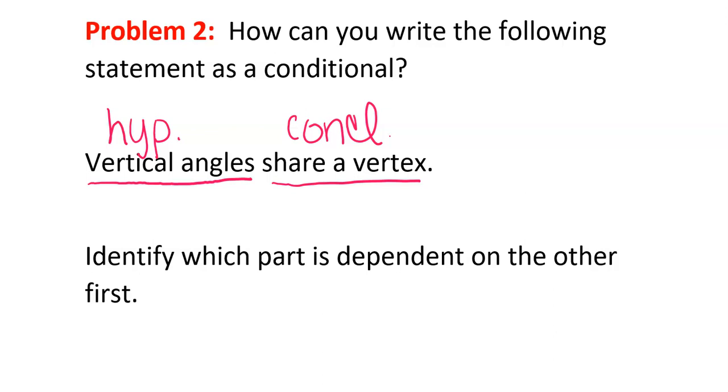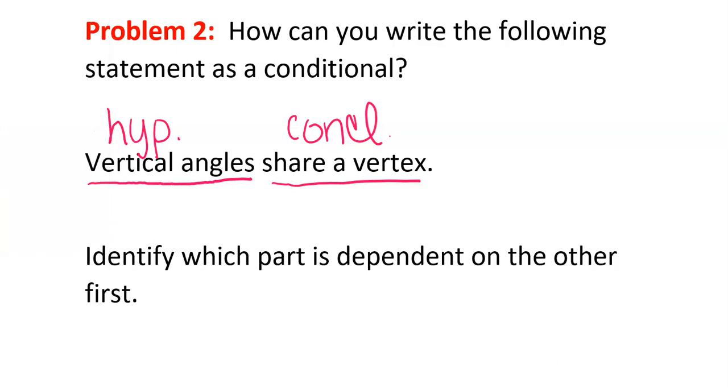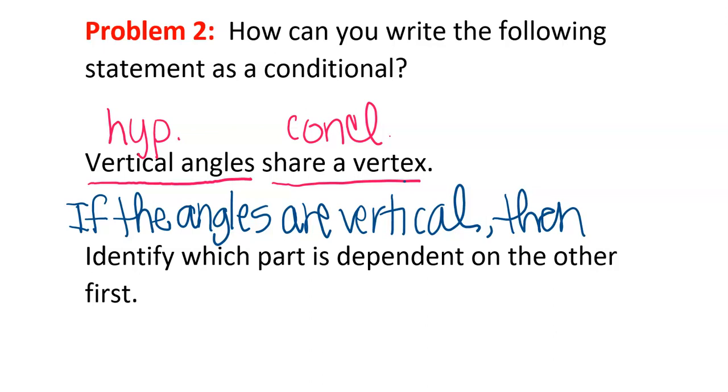Okay, so we're talking about vertical angles. So that means we're talking about angles, right? So I'm going to say, if the angles are vertical. Okay, so I'm still using that exact same thing. We're talking about vertical angles. If the angles are vertical, then they share a vertex.